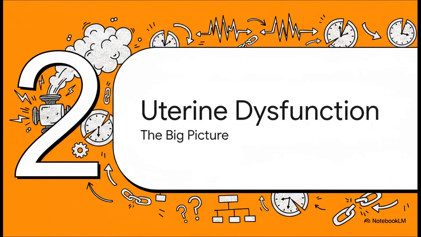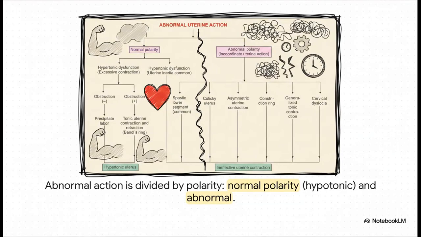All right, so now that we have a clear picture of our normal baseline, let's get into what happens when this engine starts to sputter. How do we even begin to classify the different ways it can go wrong? This flowchart right here is basically our roadmap for the whole topic. It shows you the main fork in the road. At the end of the day, the problem is either with the power of the contractions, even though the coordination itself is fine, that's what we call normal polarity, or the problem is with the coordination itself. It's become chaotic. We call that abnormal polarity or incoordinated action. So let's explore both of these paths one by one.